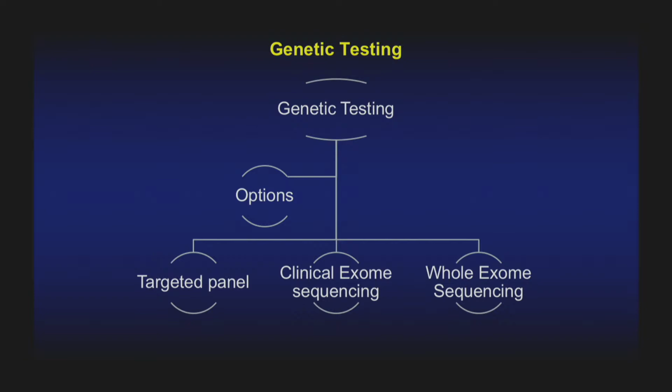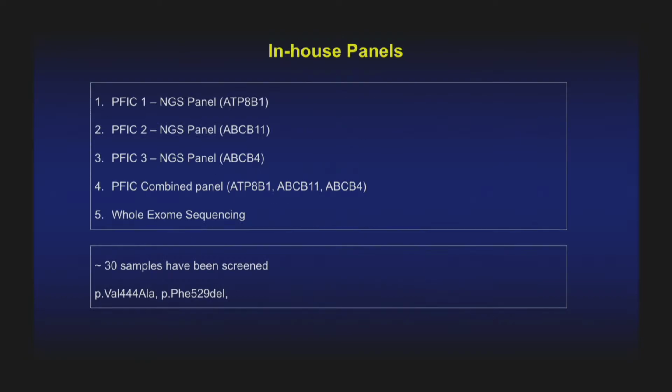And in case it returns negative, you'll have to again go for a whole exome test. So it's always better you go for a whole exome and do a comprehensive evaluation of all the genes that are available. Now, we have a few in-house panels for the PFIC 1, 2, 3 testing.